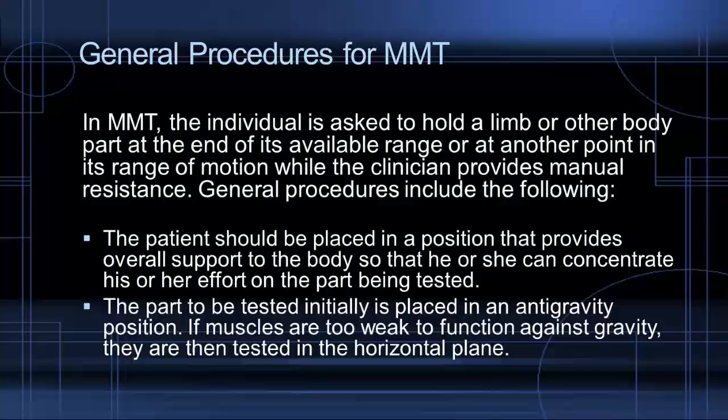Initially, we're going to test anti-gravity. That's going to be the first test: do they have strength against gravity? If they don't have strength against gravity, then we change their position. We test them in the horizontal plane to eliminate gravity. And whether or not they have strength against gravity gives us the first inkling as to the grade that they're going to get.